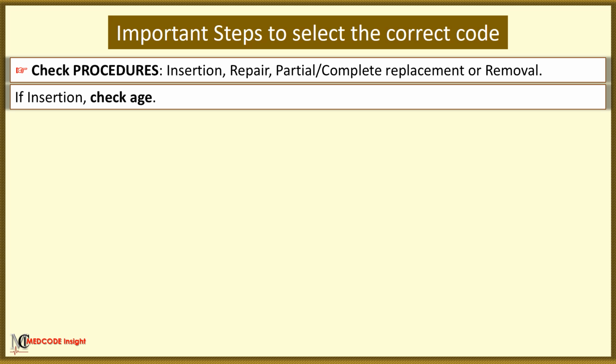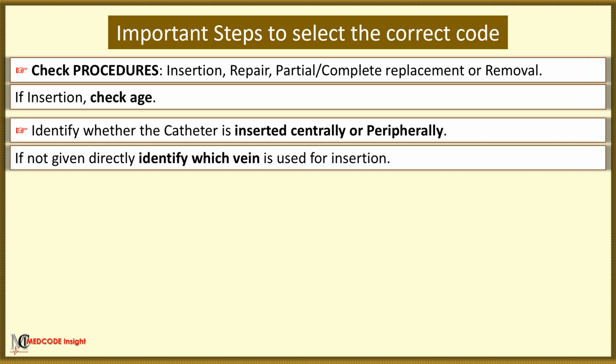Here are some important steps you need to know while selecting the correct code for central venous access procedure. The first step is to identify the type of the procedure being performed, whether it is insertion, repair, partial or complete replacement, or removal. If the procedure is an insertion, you need to check the age of the patient. Next, determine if the catheter is inserted centrally or peripherally. If it is not stated directly, you need to identify which vein is being used for the insertion to determine whether it is central or peripheral.